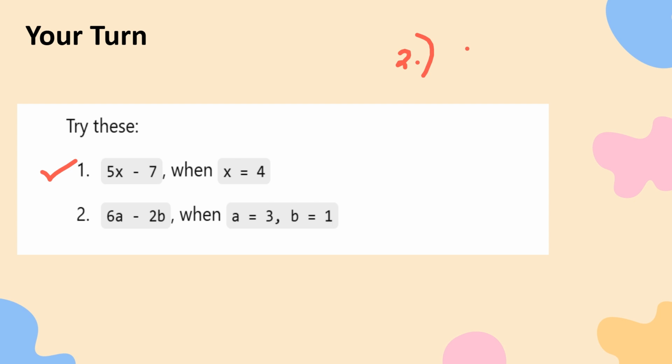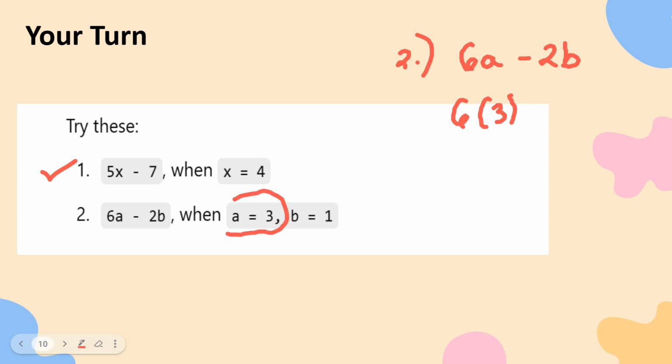For number 2, we have 6a minus 2b. So what do we do? 6 times, we're going to replace a. What is the assigned value for a? That is 3. The assigned value for a is 3, so we replace a with 3 minus 2.